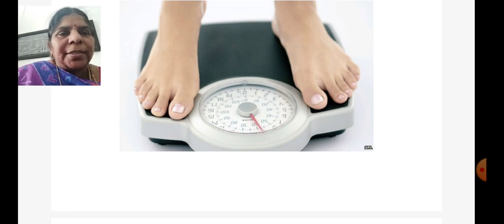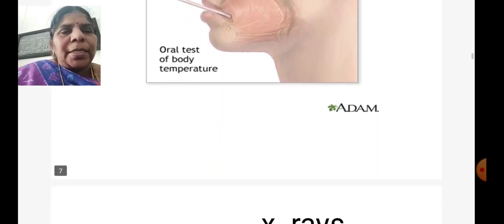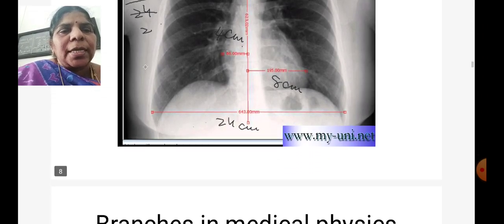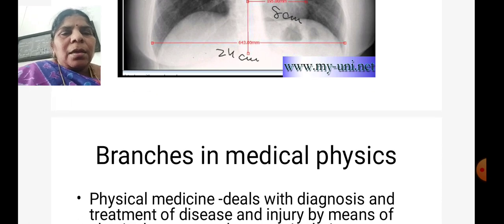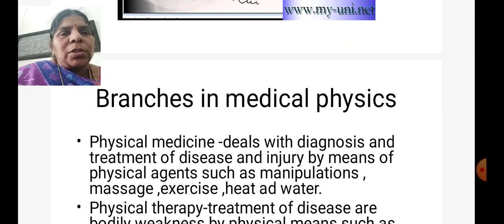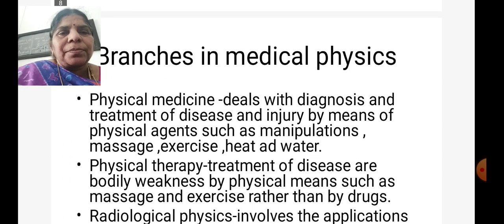Second one is the weight. Third one is the temperature. Then the fourth one is the x-rays. Okay, now we are going to see the branches in medical physics.